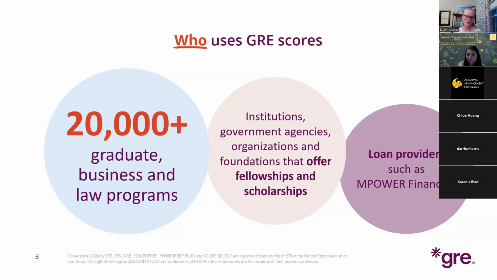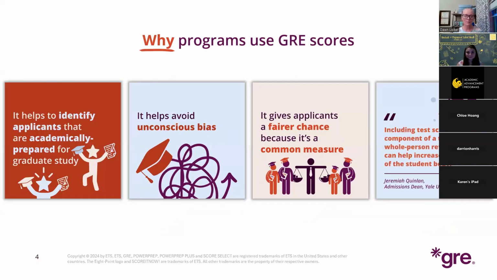A lot of students don't know that. The GRE itself is accepted on parity. On parity means just as level as the GMAT for business school. The GRE is also accepted on parity or equal to the LSAT for law school. So if you're considering law school, business school, or other graduate programs, the GRE is really a great step for you. Who else uses it other than programs are a lot of organizations and foundations that offer funding like scholarships. So they use those scores as well to sort of make sure that you're ready to take that next step to your graduate education. So let's talk about why programs use scores.